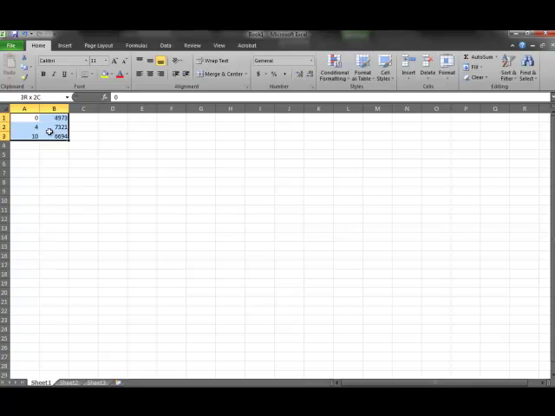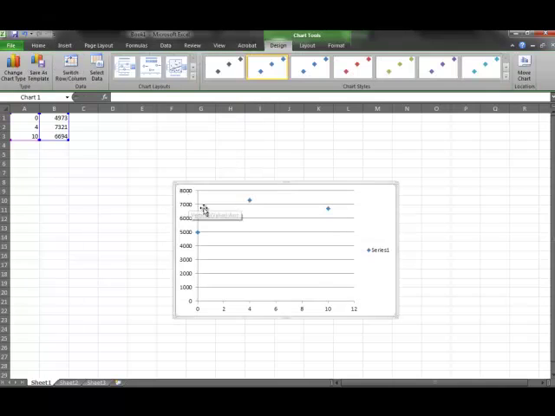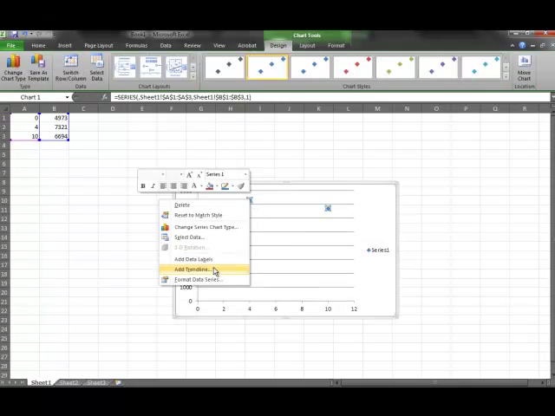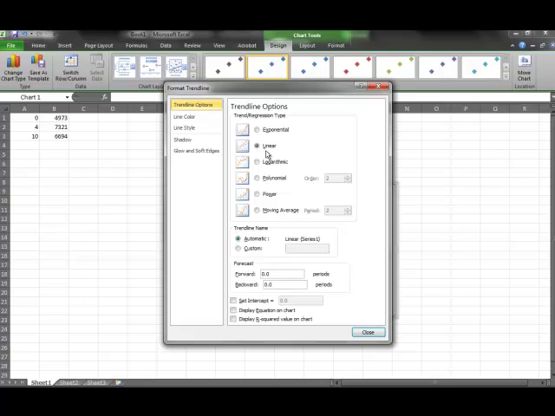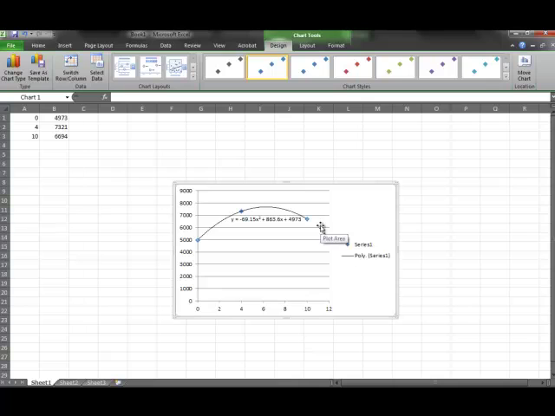And when I use those 3 points, I'm going to make a scatter plot. And now with that scatter plot, I'm going to add a trend line, but it's not going to be linear. It's going to be polynomial, order 2, automatic. I'm going to display the equation on the chart. And when I do, you can see this is my formula, which if you notice matches the one in the textbook perfectly.